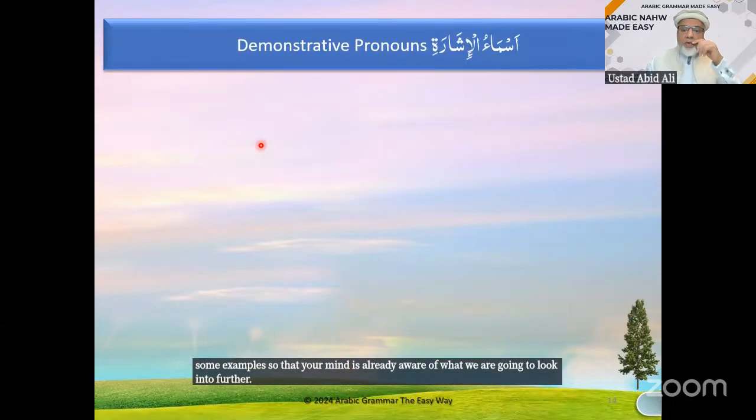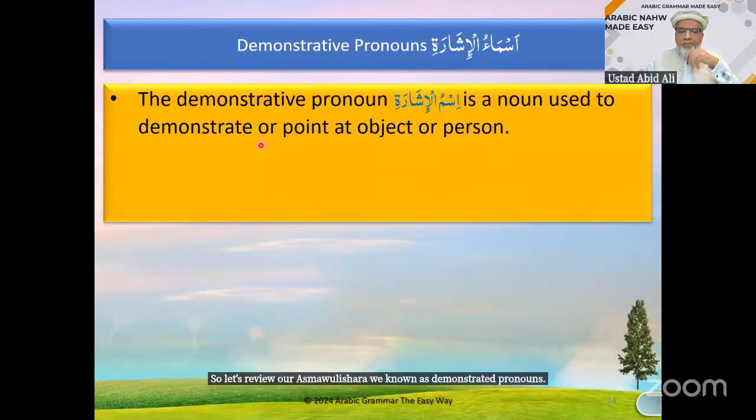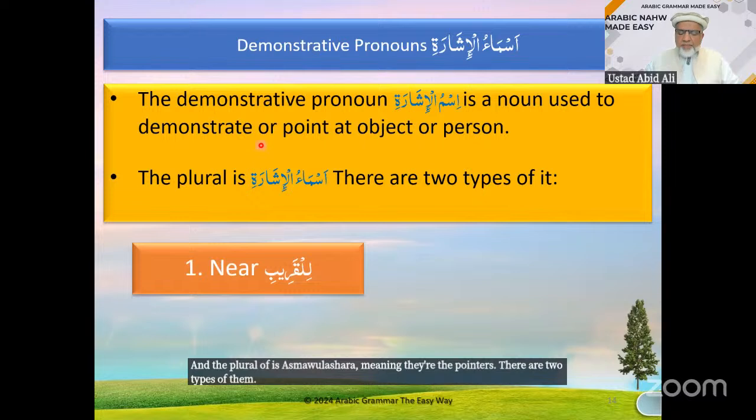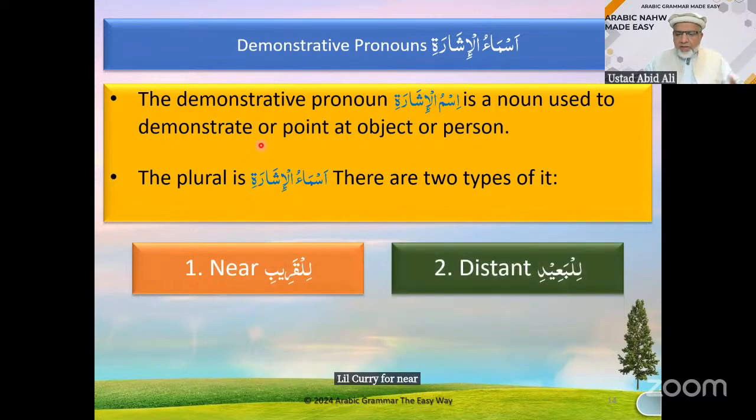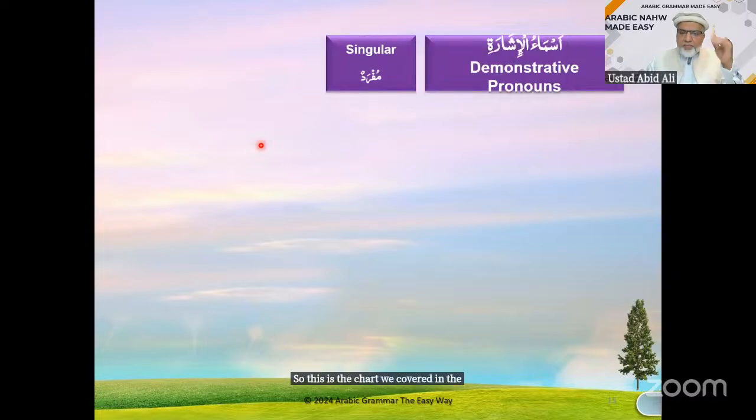So let's review our asma'ul ishara, known as demonstrative pronouns. These are the nouns which are used to demonstrate or point at an object or a person. The plural is asma'ul ishara, meaning they're the pointers. There are two types of them, lil qareeb for near and lil ba'id for distance. Sometimes you have to point to things which are close to you, and sometimes you have to point to things which are farther from you.